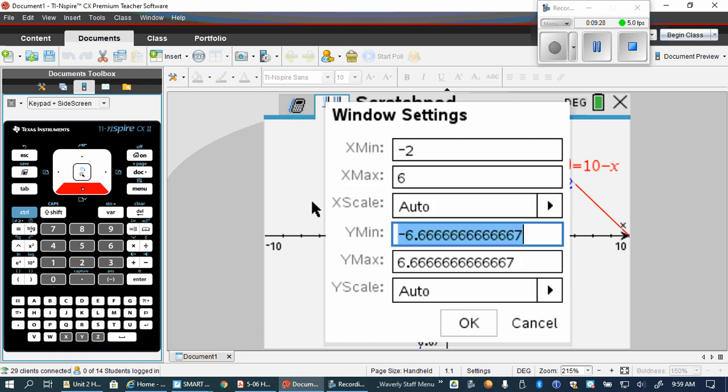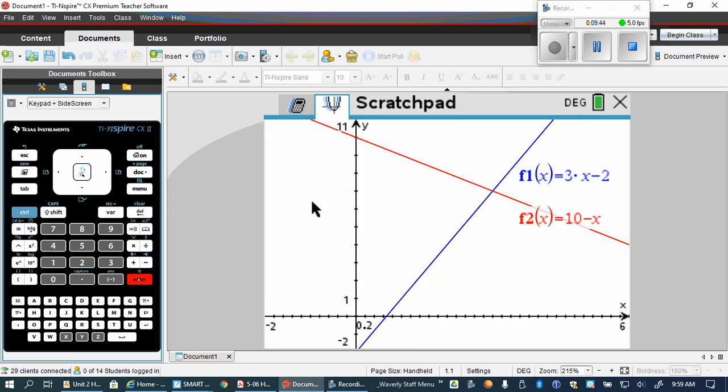Now skip down to the Y-min. That's how tall it'll be, right? And it says to go from what to what? Negative 2 to 11. Right? Does everybody have that? Yeah. Don't have to worry about changing the X scale or Y scale right now. Okay? And just hit enter. So there's our intersection point.